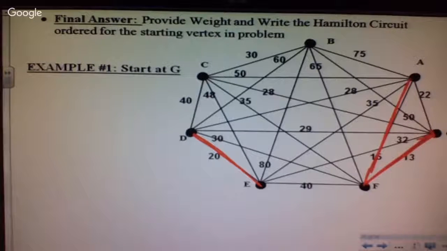What's my next smallest number anywhere? 28. It's 28. There's two of them. Can we go either one? The first one is E to I, and the other is A to D, and C to G. So can we just pick one? You can actually do both of these.